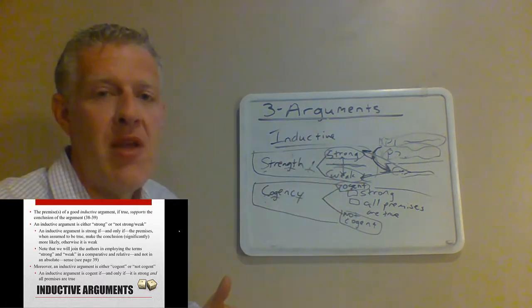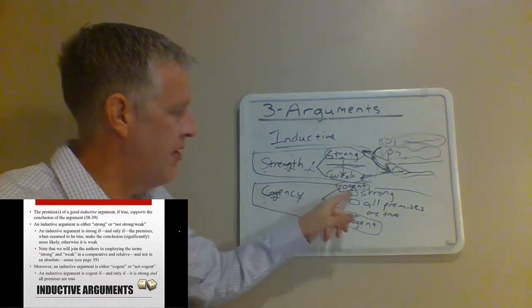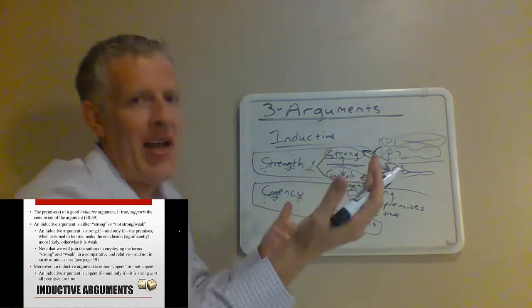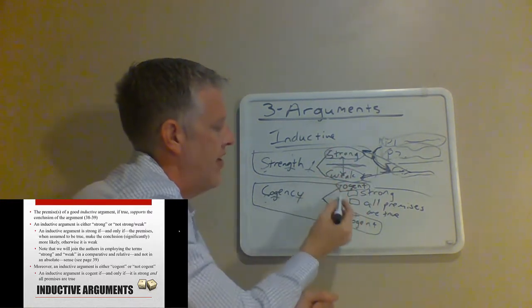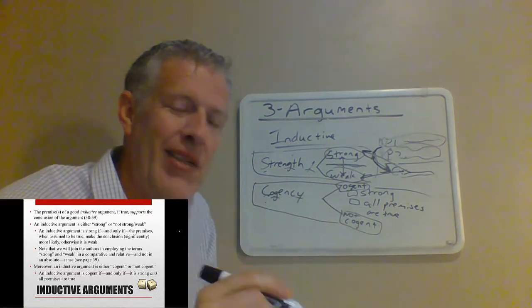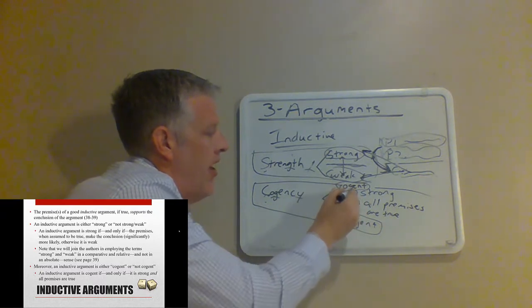To be cogent, it has to be strong. So you might describe it as going above and beyond the call of strength for an argument to be cogent, because it has to be strong. If it's weak or not strong, you'll automatically know that it's not cogent, just like if a deductive argument is invalid, you automatically know it's unsound. So a cogent argument has to be strong.